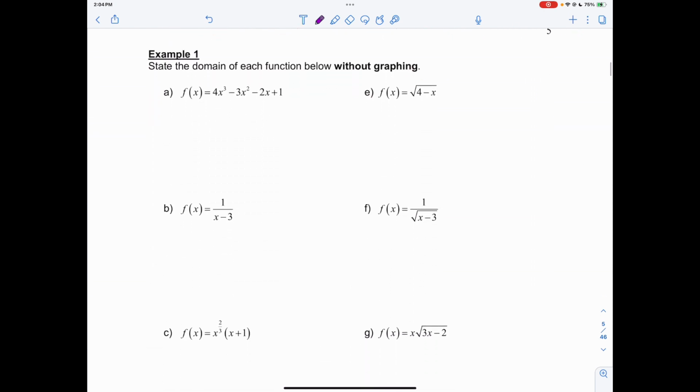For example 1, for the first piece, we need to be able to state the domain of each of the functions without graphing it out, because graphing and the curve sketching is going to be our last part when we actually do this. So if I'm given a polynomial function like this, then we know for a polynomial function, the domain is going to be x is an element of the real numbers.